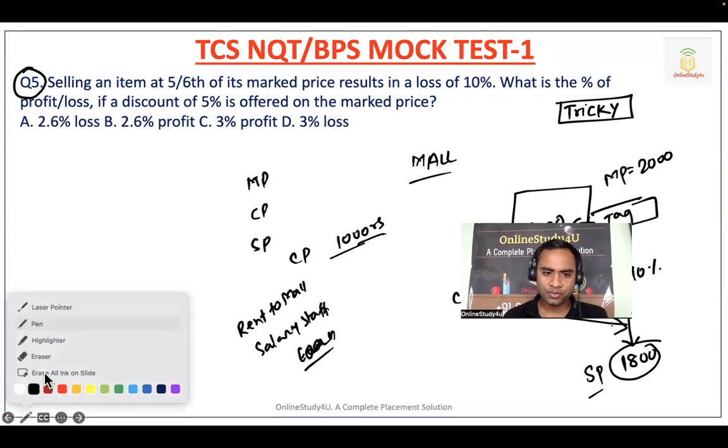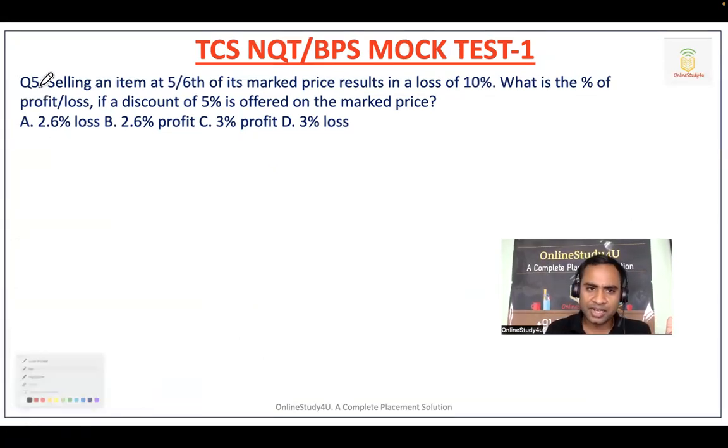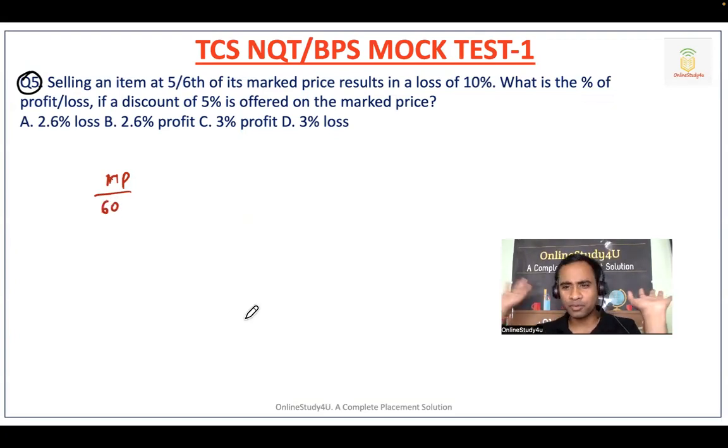Okay, now I hope this is clear, then at least this problem we will try to make easier. Selling an item at 5 by 6 of its marked price. Now, the marked price I will keep at 60. Why, sir? Whatever you want, you take. No, it doesn't work like that, right?